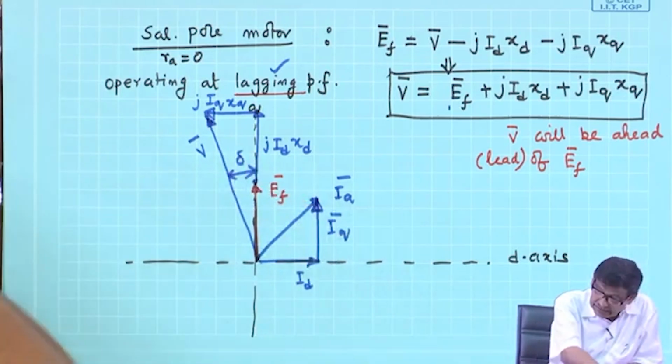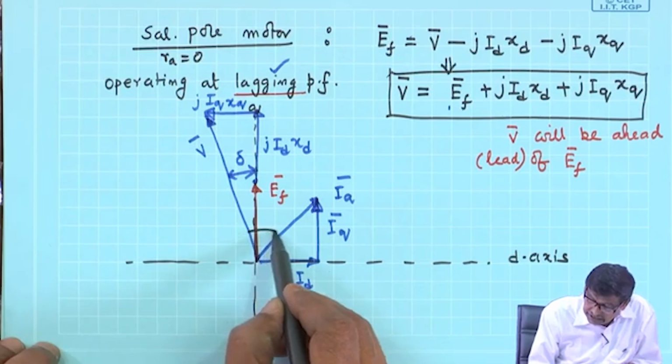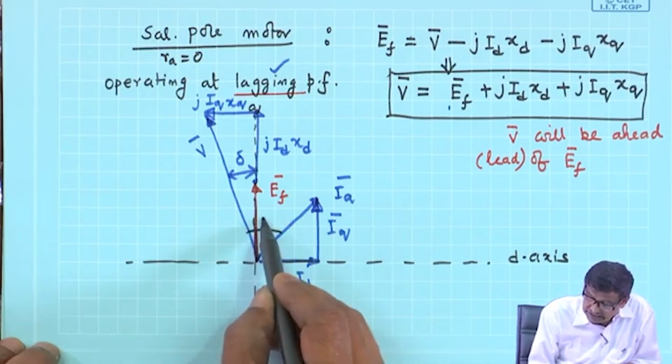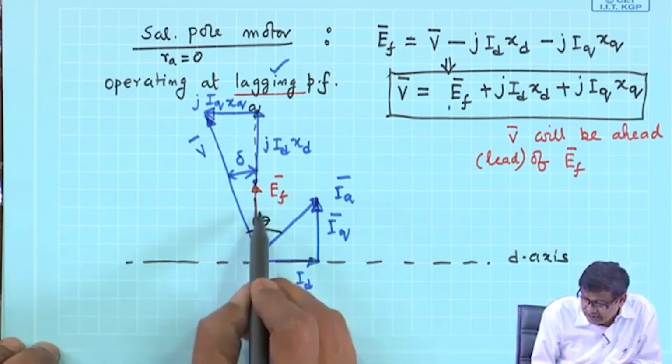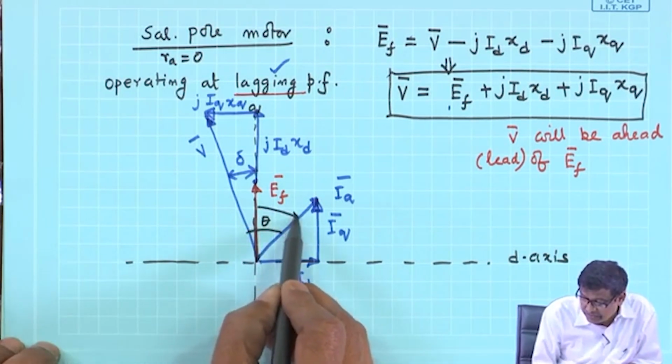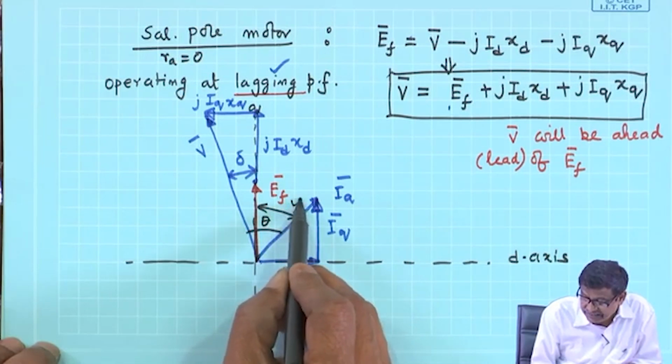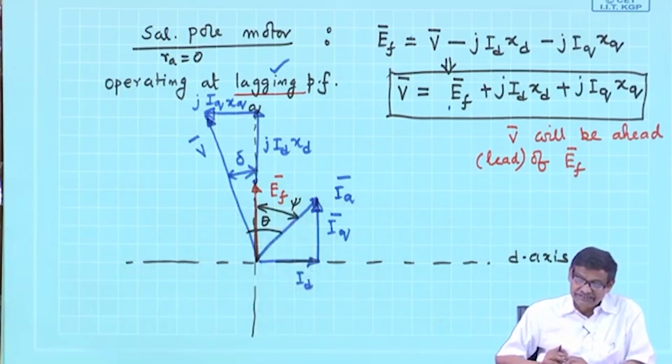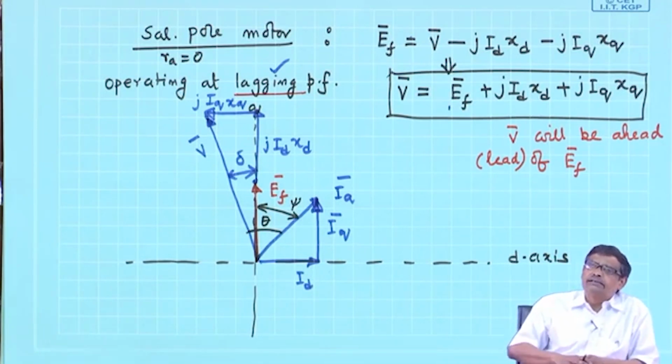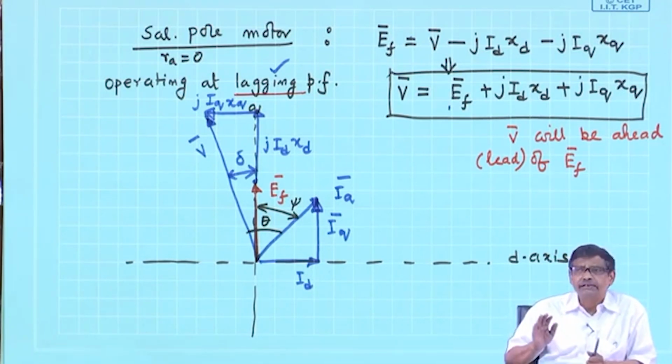Let us show the angles. This must be the power factor angle, the angle between V and IA, lagging power factor theta, and this angle must be the internal power factor angle psi, like this, and your phasor diagram is over. Now, I told you since V is the bus voltage, it is always better to take voltage as reference.